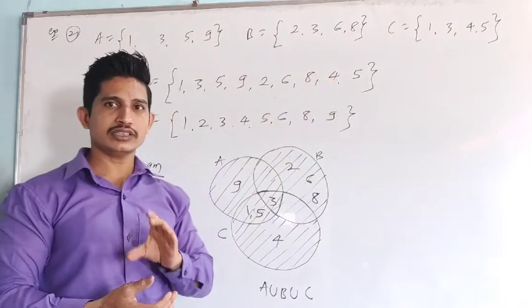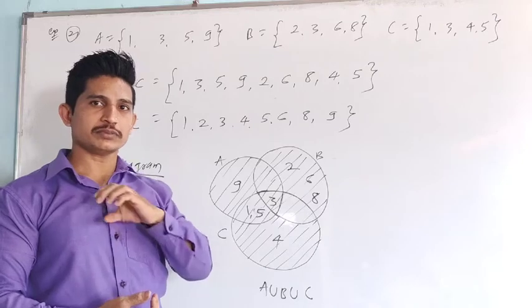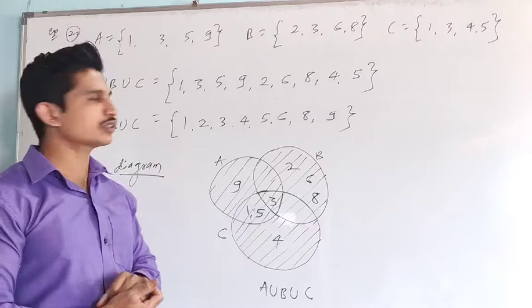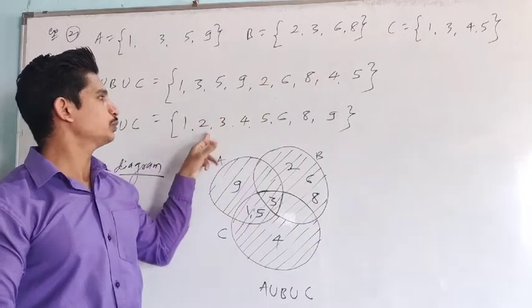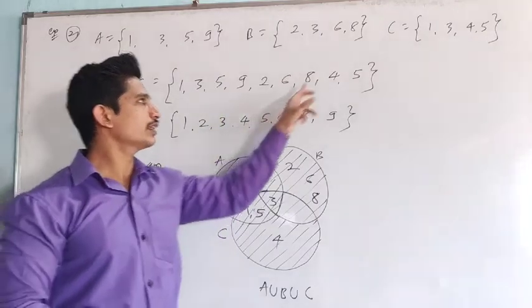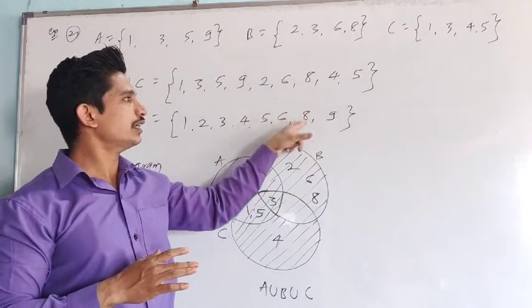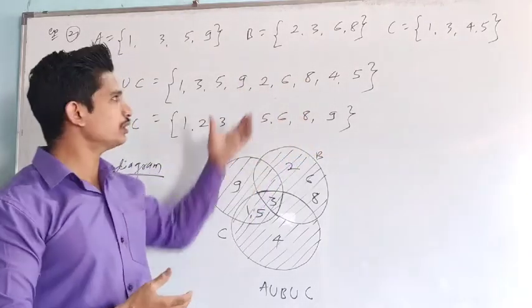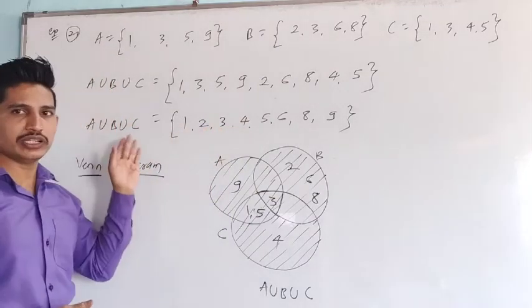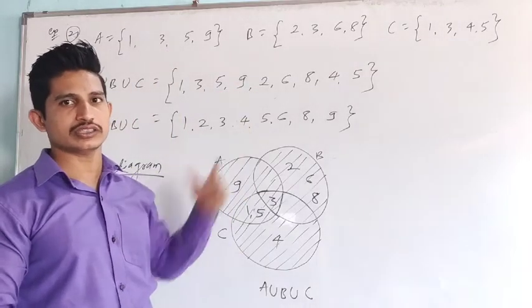Now if you see, it is like 1, 3, 5, 9, 2, 6, 8, 4, 5. This is not in order. So you can write in order also. Order means what? From smaller to the greater numbers. So increasing order. First write 1, then 2, then 3, then 4, then 5, then 6. 7 is not here, so don't write 7. 8 is there, 9 is here. So I wrote all these numbers in order. So again it's called A union B and C, order wise. You can write like this or in order also.